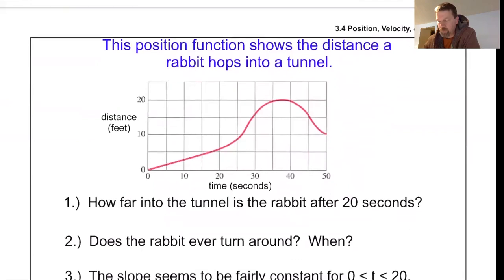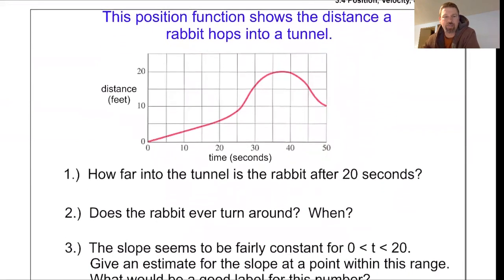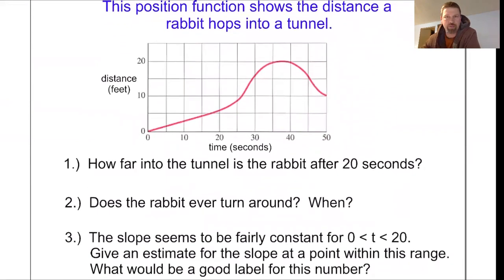All right. I would strongly encourage you to try these 3 questions on your own. Being able to do this on your own is going to help you out with it. Pause the video, see if you can answer these 3, and then I'll go over them.